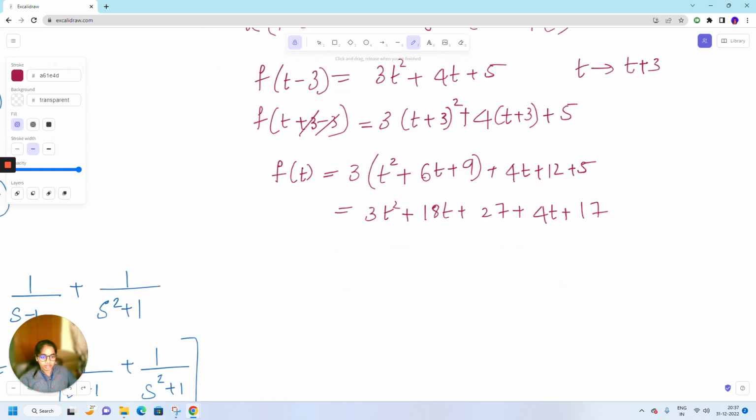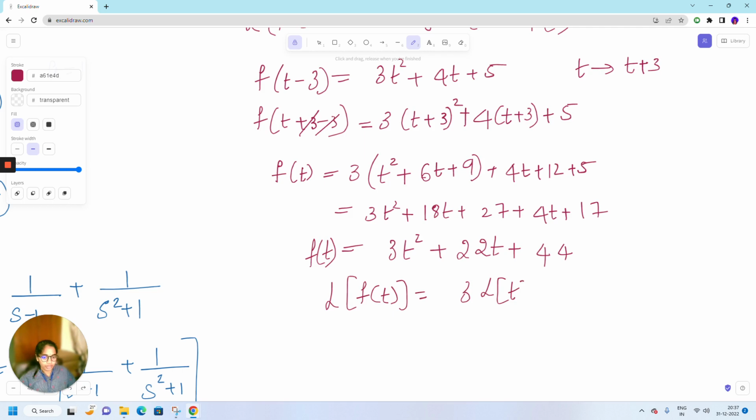Okay, so now let me write it like 3t square plus 22t plus 44, right? So this is our f of t. What is Laplace of f of t now? Laplace of f of t is equal to 3 Laplace of t square. 3 is a constant, I can take it out. 22 is a constant, then Laplace of t plus Laplace of 44, or if you take 44 out, it would be Laplace of 1.